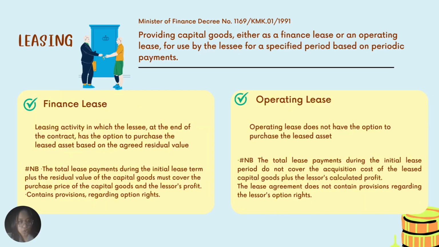You need to take note that, unlike the finance lease, the total lease payment in an operating lease during the initial lease period does not cover the acquisition cost of the leased capital goods plus the lessor's calculated profit. So the lease agreement does not contain a provision regarding the lessee's option right.